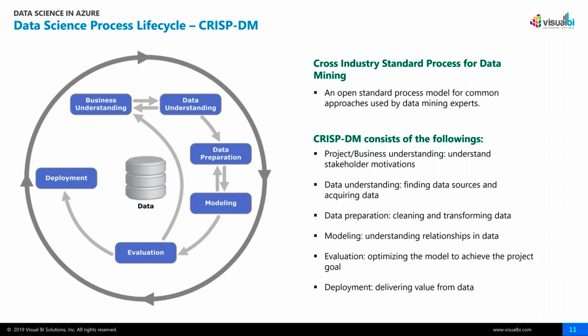Yeah, this CRISP-DM, cross-industry standard process for data mining, is an open standard process model for common approaches. It was actually used by data mining experts when they dug into data in the past. This process has 6 phases. It starts from understanding the business, on the top left, to get to know what the intention of the project or the business is, and how the analysis output is going to be used. And then we understand data, of course. In this phase, data sources are identified, whether it's a single or multiple sources, and then we collect the data.